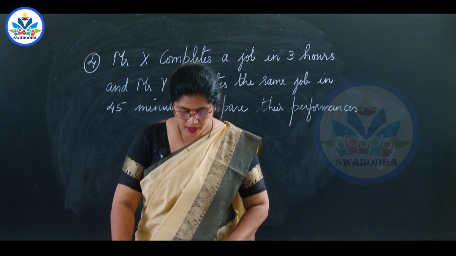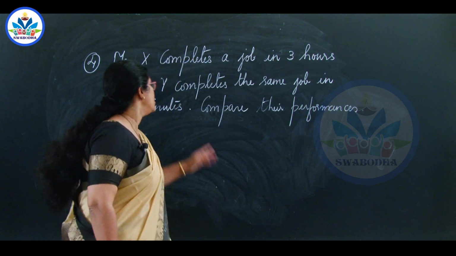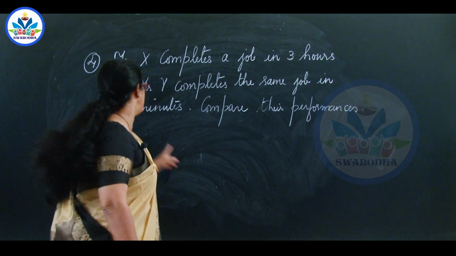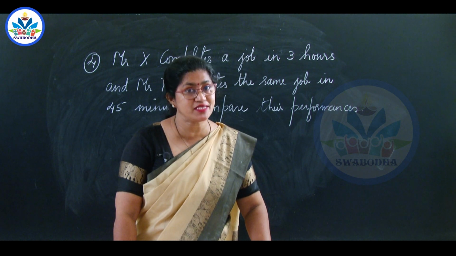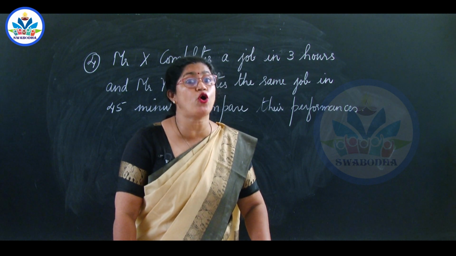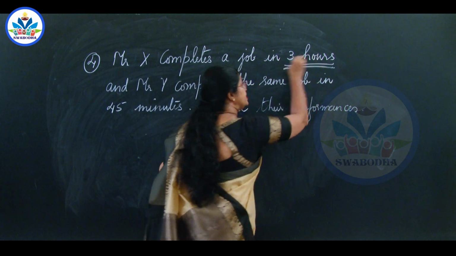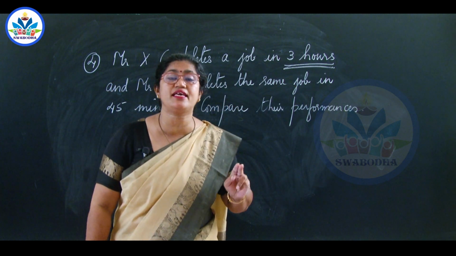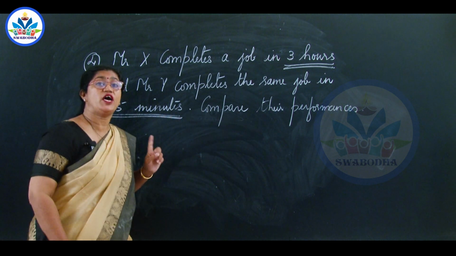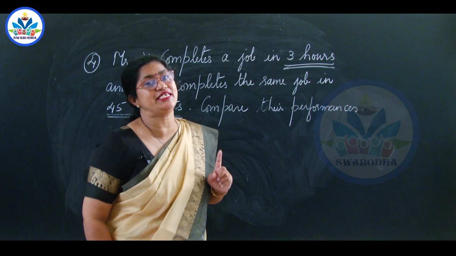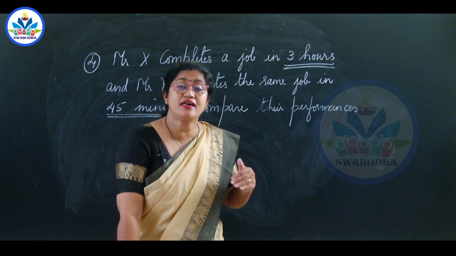Question 4. Mr. X completes a job in 3 hours and Mr. Y completes the same job in 45 minutes. Compare the performances. Ratio is nothing but comparing quantities of the same kind. Notice in this sum, the time taken by Mr. X is 3 hours and the time taken by Mr. Y is 45 minutes. Please note the unit is not the same. If I need to compare, I have to have the same units, convert it.